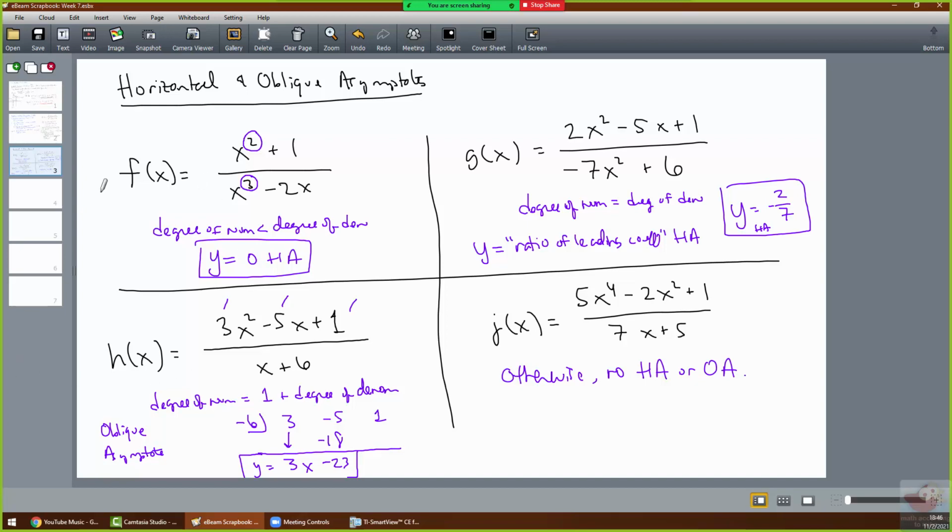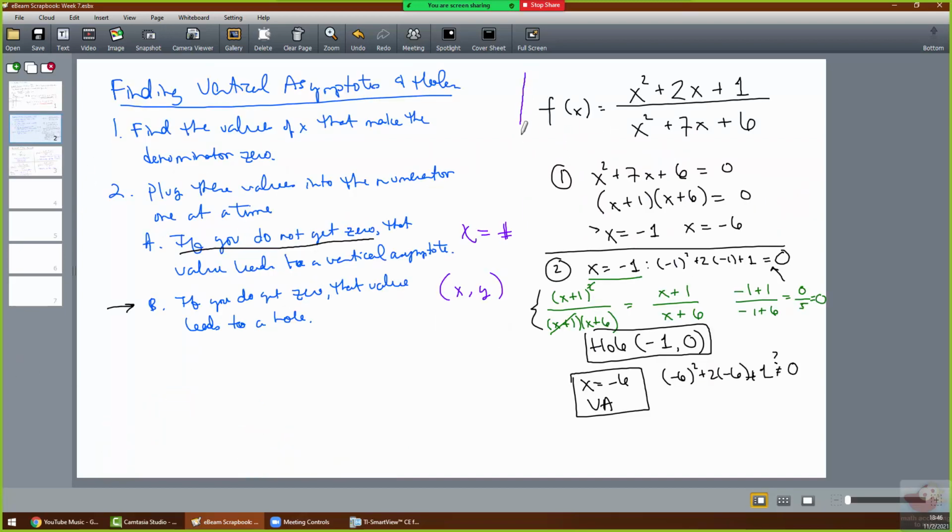Okay. So real quick, going back to this one here. What type of, do we have a horizontal? Do we have an oblique? If so, where is it at? Wouldn't that be horizontal because of the degrees? Yep, the x squared at the numerator and x squared at the denominator. Perfect. So because the degrees are the same, it's the ratio of leading coefficients. So 1 over 1 is 1. So y equals 1 is your horizontal asymptote.